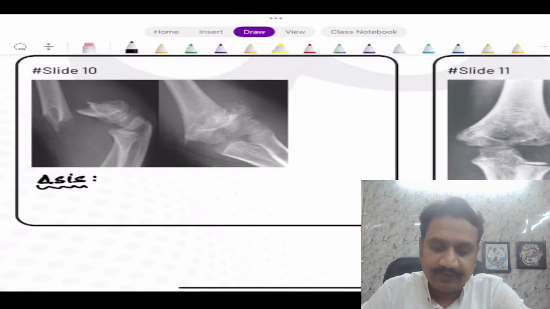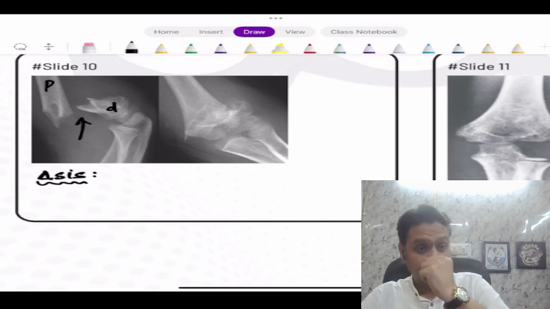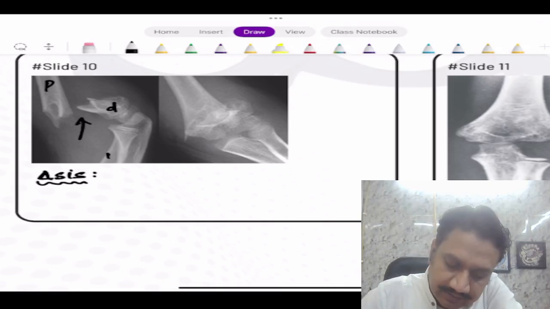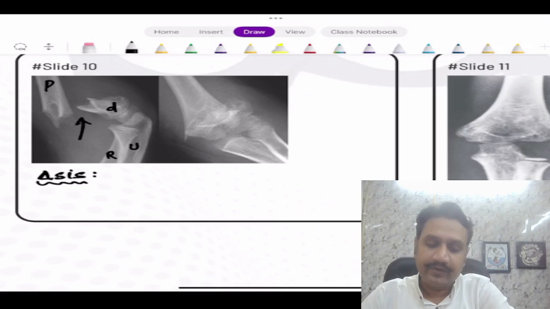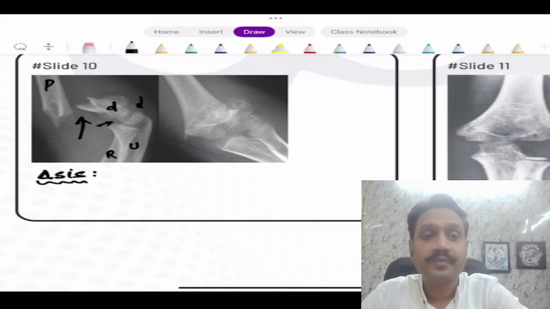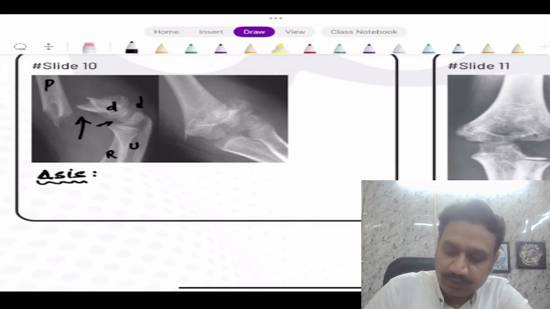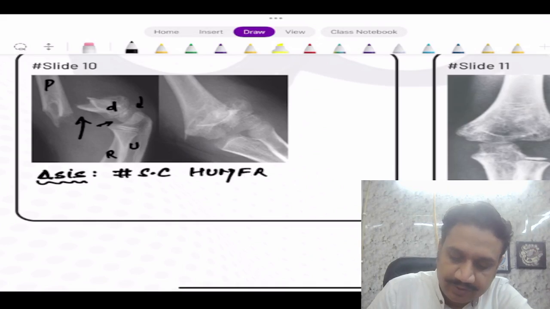So what you appreciate here? The proximal part of the bone, the distal part of the bone, and the injury here in between them, the lower end of humerus. This is the radius. This is the ulna, and you can see this is the elbow joint. All right, what is the diagnosis here? Injury above the condyles of the humerus. So what is the diagnosis? The fracture supracondylar humerus.